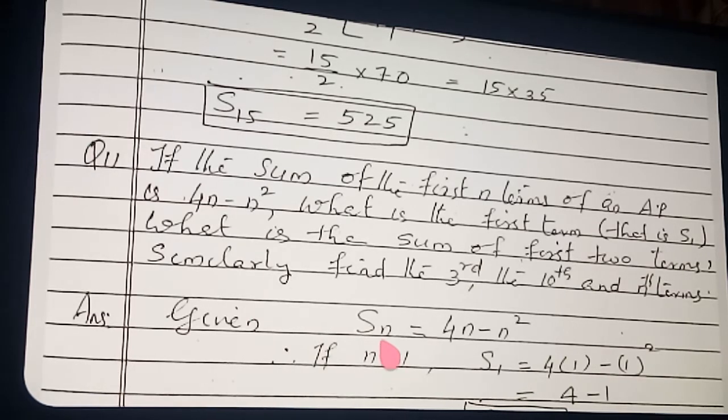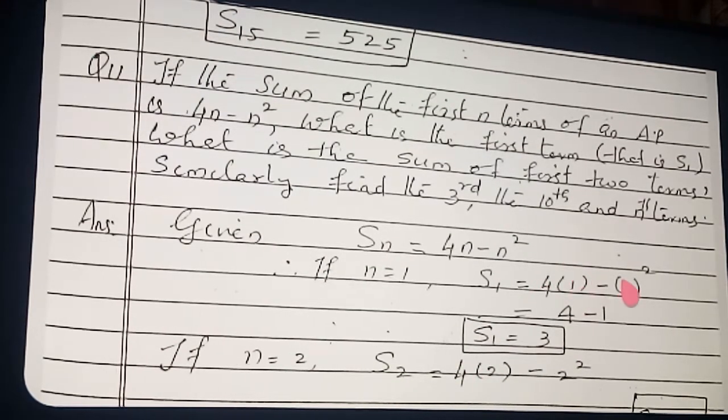Okay. So here Sn, what is written? 4n minus n square. And what is the first term? That means Sn. So I told you, in the place of Sn, if n is replaced by 1, what will you get? S1. Since Sn is equal to 4n minus n square, if in the place of n you replace by 1, you will get S1. So S1 is equal to 4 into 1 minus 1 square, that means 4 minus 1, that is 3. This is the value of S1, got 3.